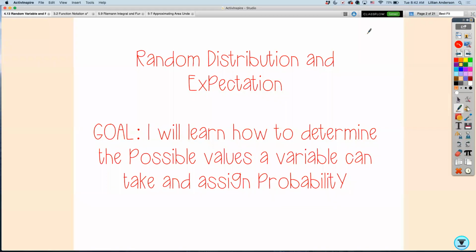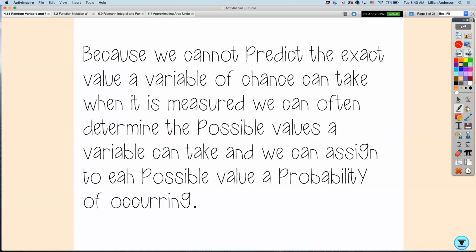Okay, so there are many variables out there in the world, and a lot of these variables depend on chance. Some of these could be the number of players on a football team who could potentially score points in a future match, or the time it takes you to travel to school, and things like that. There are different variables out there that can involve probability.